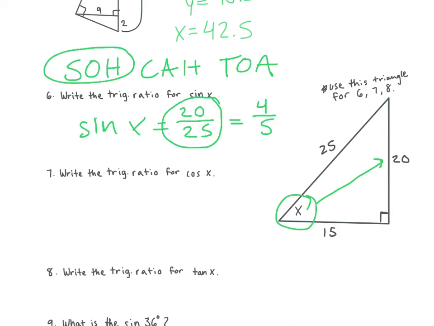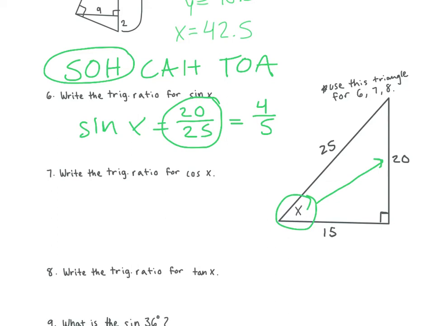For SOHCAHTOA, is that like sine over hypotenuse? Yes, sine is equal to opposite over hypotenuse. Wait, all of it is multiple choice? Yes, all of it. Isn't the hypotenuse the longest? The hypotenuse is going to be the longest one, which is 25.